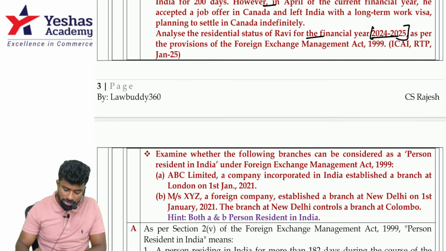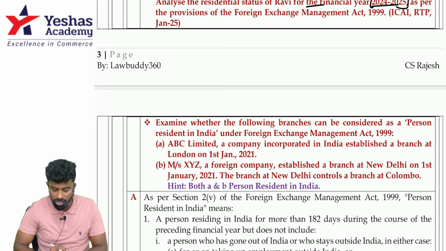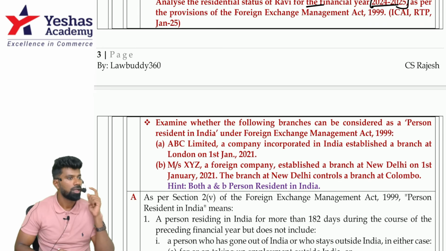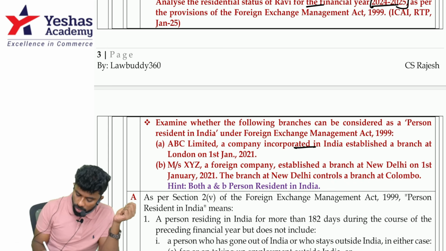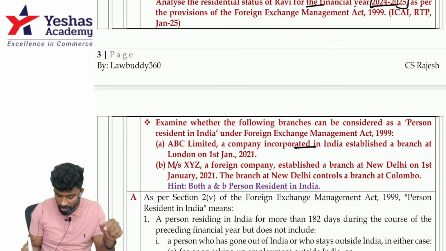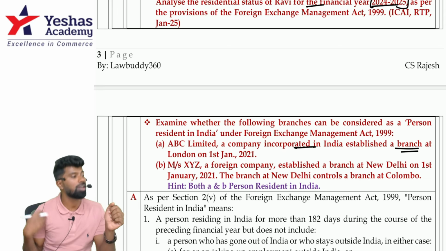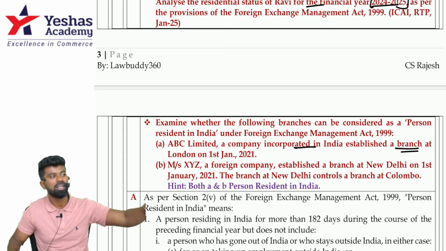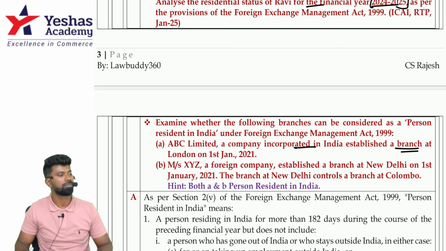Next question. Examine whether the following branches can be considered as person resident in India. ABC Limited. What limited? A body corporate. The second provision: a body corporate incorporated in India. The moment it is incorporated in India, it is considered as what? Person resident in India. Establish a branch at London. Now the question is this branch at London, is it called as resident in India or non-resident in India?